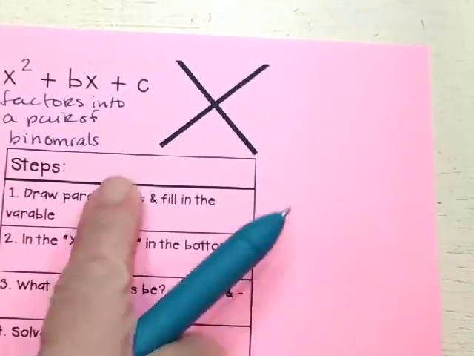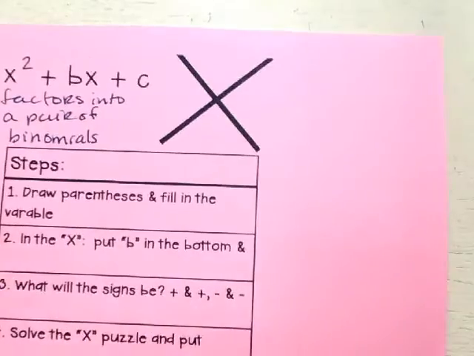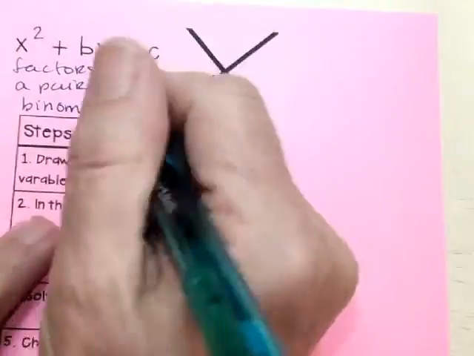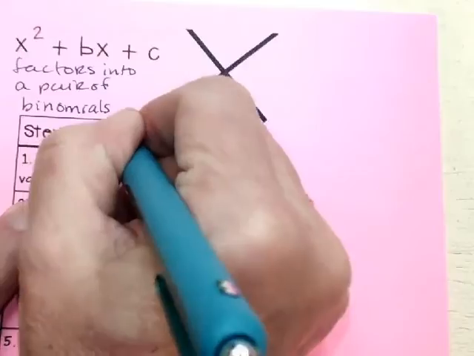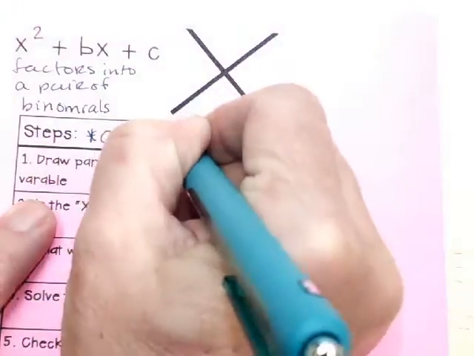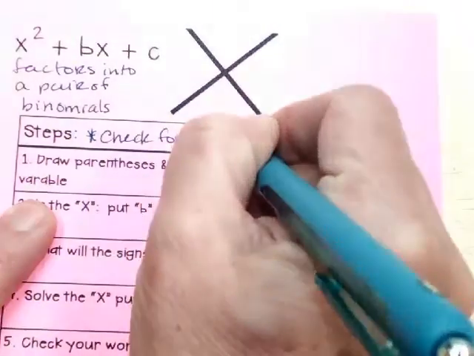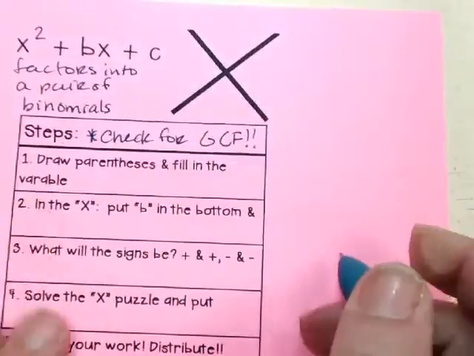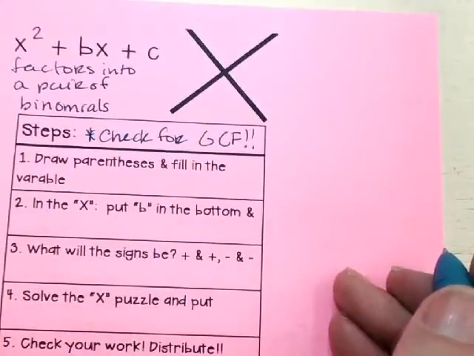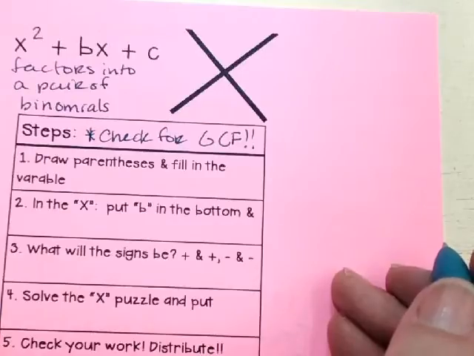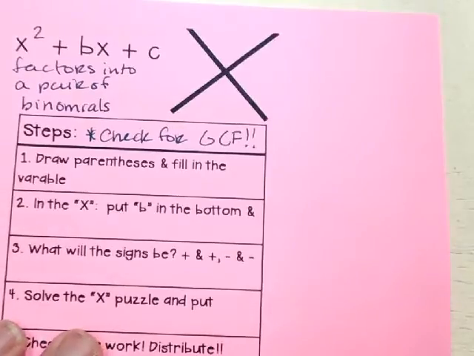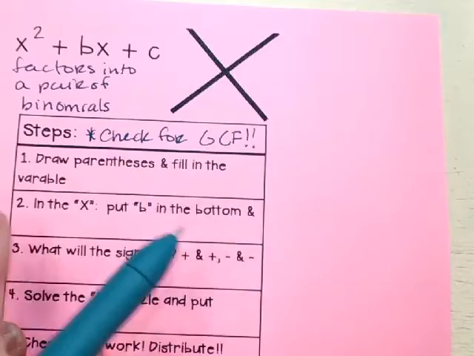Got the steps, handy dandy little box, everything's nice and neat for you. And the first thing you want to do is check for the greatest common factor. It's easy to forget that step, but do it and it'll save you some time later on. Save you some headaches sometimes. Alright, so I'm keeping it real simple for you.